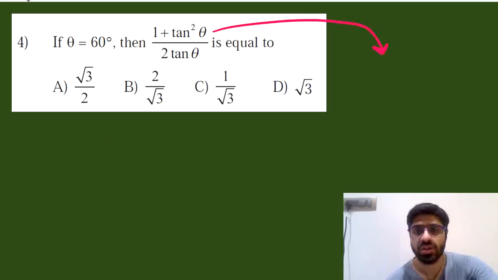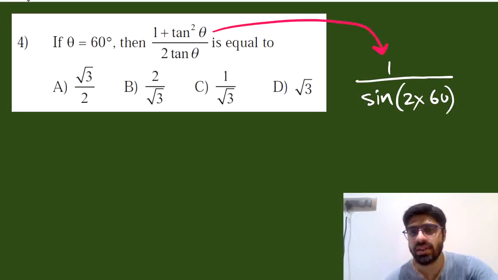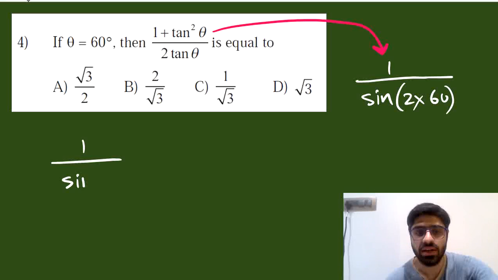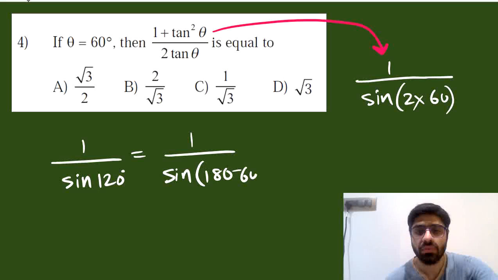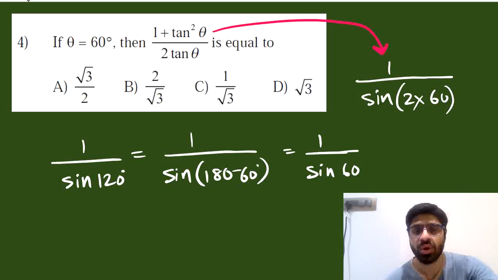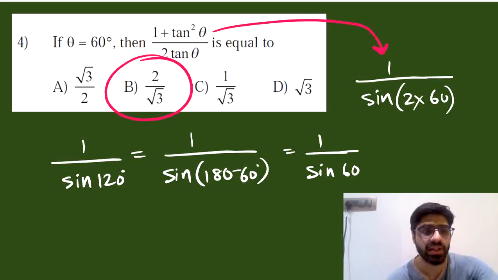Because it is 1 upon sin 2 theta, and theta is given as 60, sin of 2 into 60 will be 1 upon sin of 120. Sin of 120 is like sin of 180 minus 60, that is equal to sin 60. So we have 1 upon sin 60, that is 1 upon root 3 by 2, which is basically 2 by root 3. So option B is the right answer.